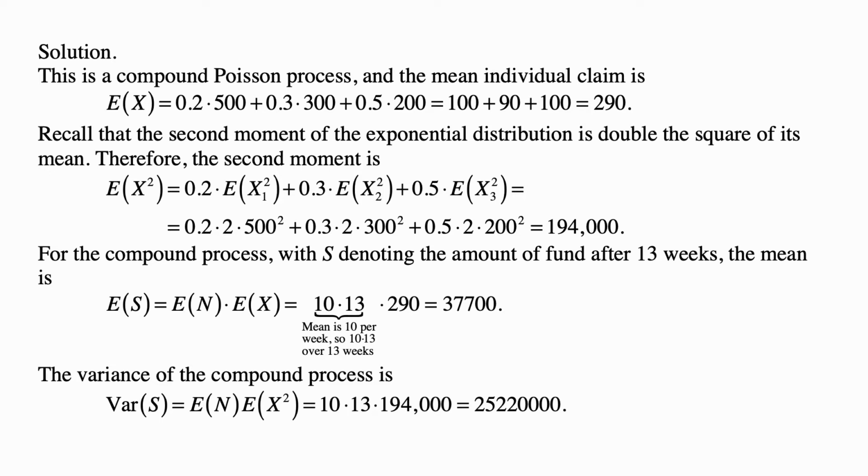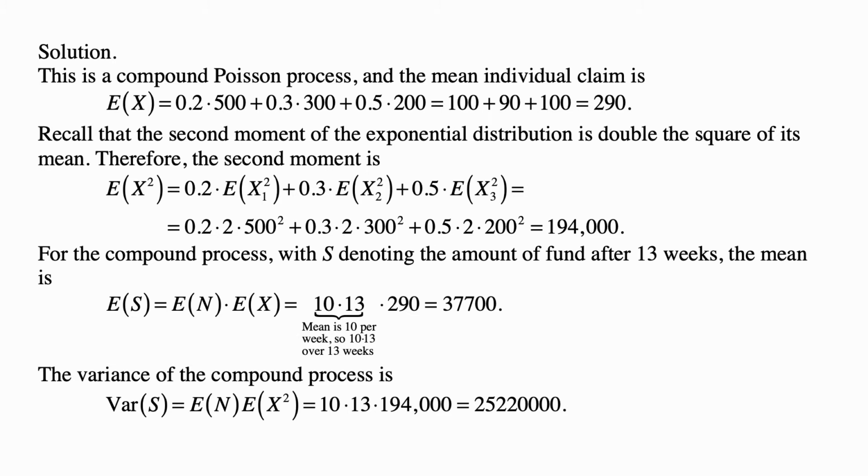Recall that the second moment of the exponential distribution is double the square of its mean, not the variance, the second moment. Therefore, the second moment is 0.2 times E of X1 squared plus 0.3 times E of X2 squared plus 0.5 times E of X3 squared, and that's 0.2 times 2 times 500 squared plus 0.3 times 2 times 300 squared plus 0.5 times 2 times 200 squared, and that ends up being 194,000.